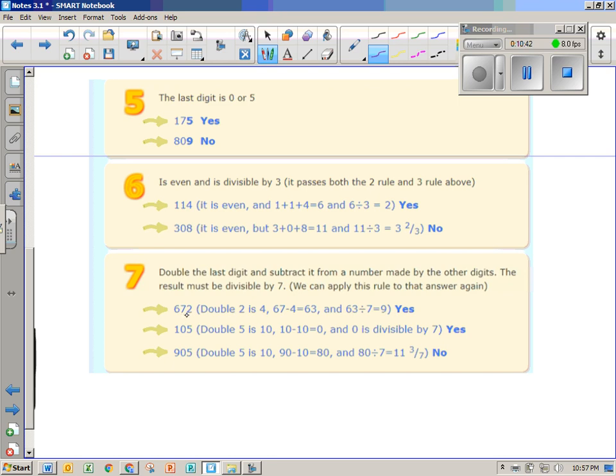So here's how it works. They show it really well here. If you double the last digit right here, 2, you get 4. So let me kind of circle it. 4. Okay, that was a bad idea because now you can't see the rest of it. Let's try the highlighter.